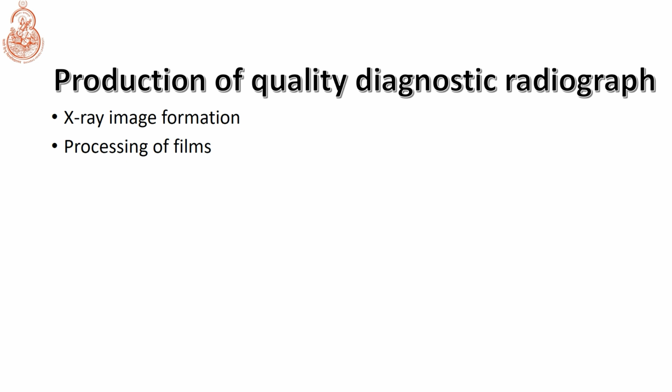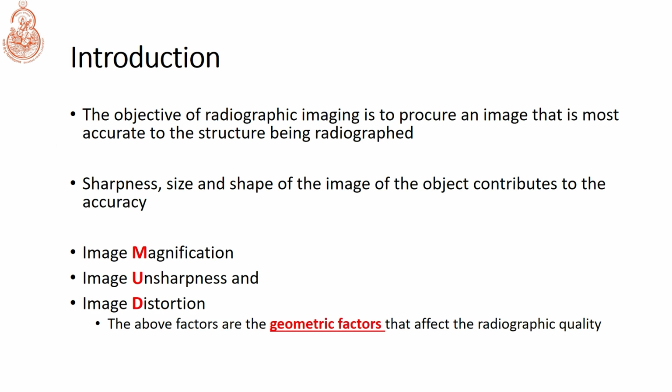In this section, we will be learning about production of quality diagnostic radiograph, which will include the X-ray image formation and the processing of films. Introduction. The objective of radiographic imaging is to procure an image that is most accurate to the structure being radiographed. The sharpness, size, and shape of the image of the object contributes to the accuracy.